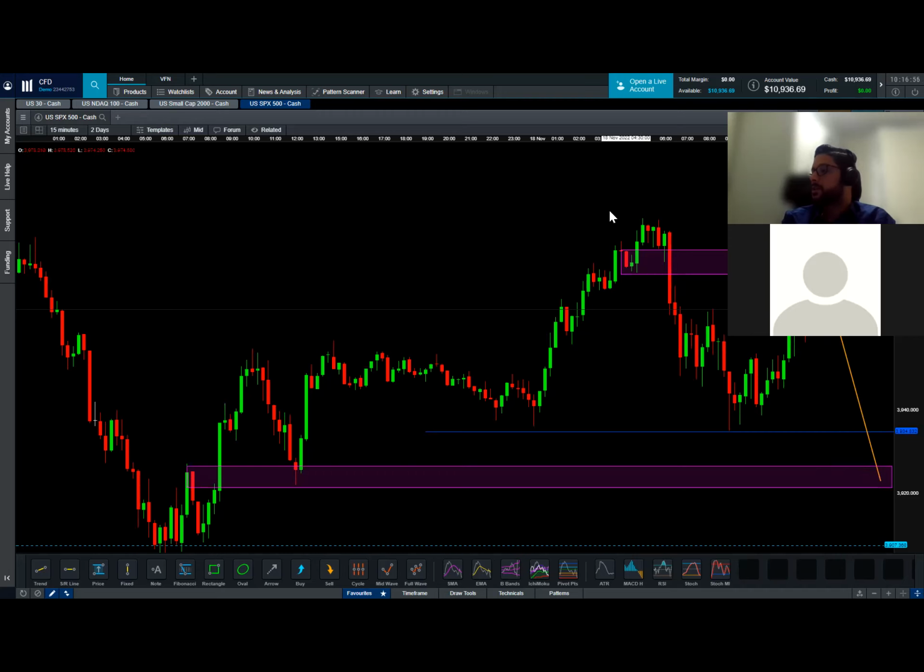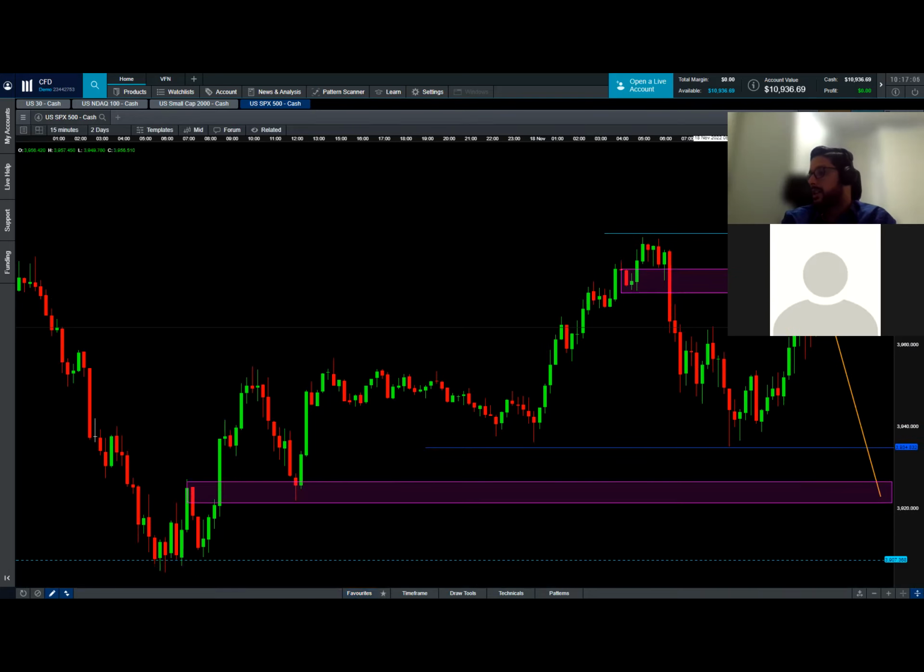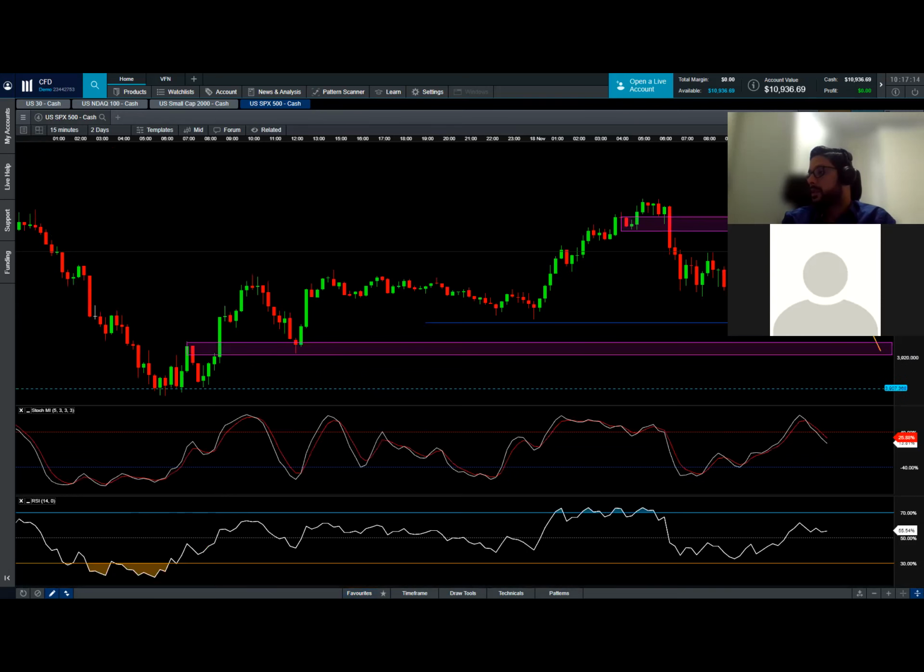If you want to take a short position, there are two levels of stop loss. One is here, which is a very big one, so you need to manage your position, probably take a lower size. Or if you want to be aggressive, you can just put your stop loss here. And also the stochastic reversal is coming down, so this is a good confirmation, by the way.